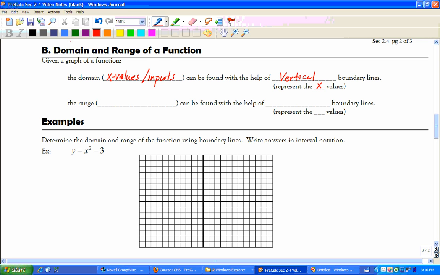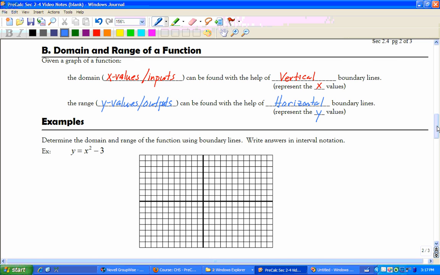x value. And then the range are the y values, or the outputs. And they can be found with the help of horizontal lines, because they represent the y values.